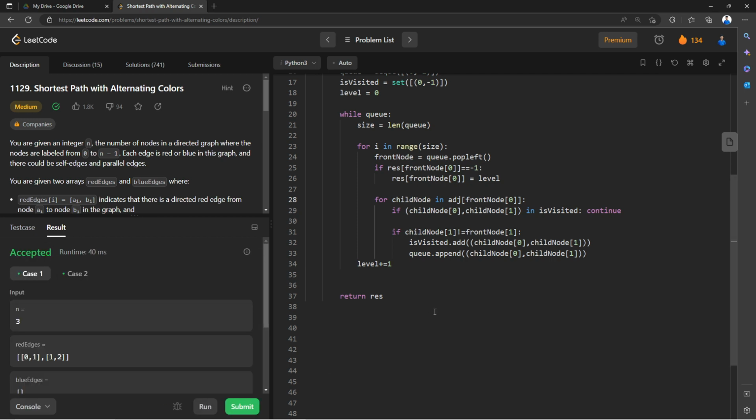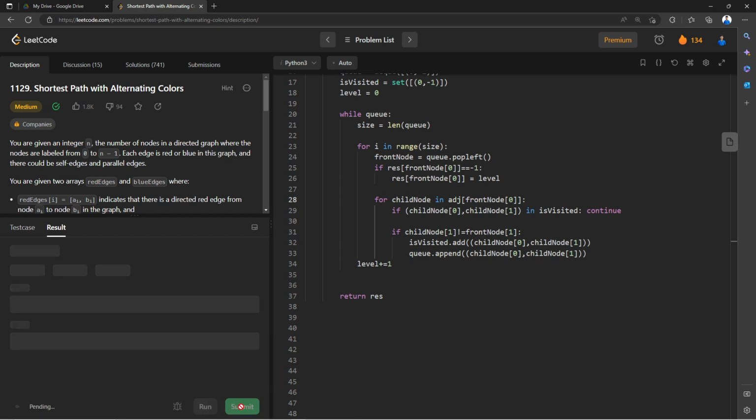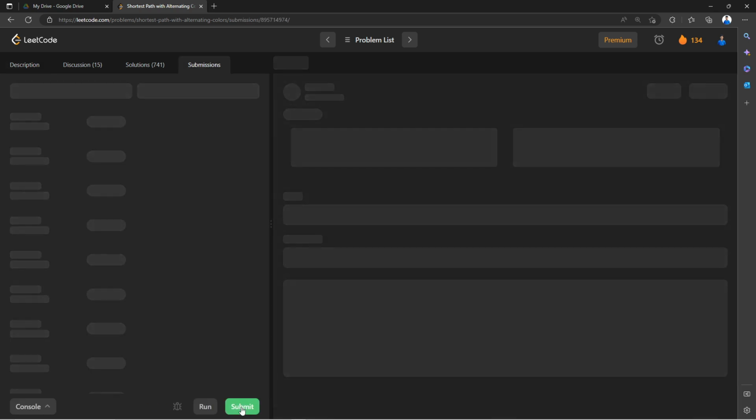All right. So you can see that case one and case two are both accepted. So let's try to submit this code and see whether it gets submitted or not. By the way, I have already submitted it. I believe that it will get submitted. And yes, it is submitted, right?